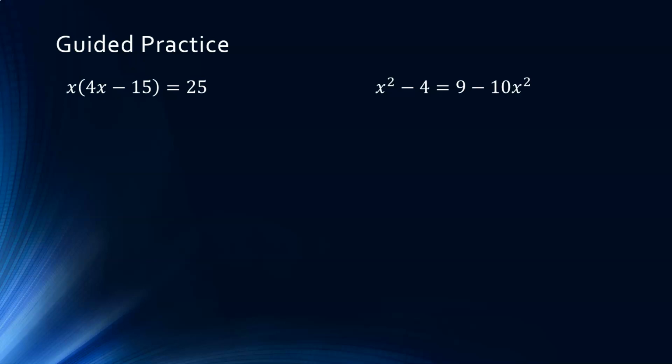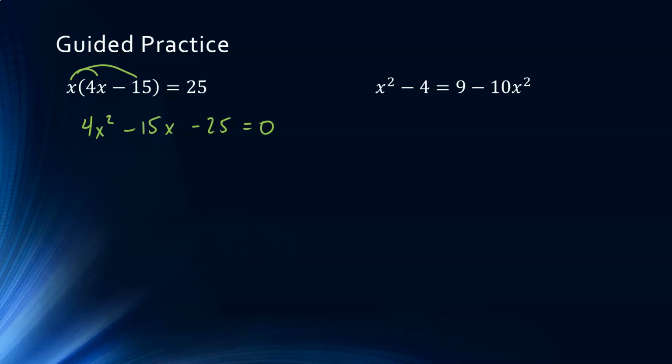All right, so this first one is the one that requires a little bit extra work. So let's start with this one. I'm going to distribute the x through. When you do that, you get 4x squared minus 15x. And then I'm going to subtract 25 from both sides. Kill two birds with one stone there. So then we get 4x squared minus 15x minus 25 equals 0. If you do that in two separate steps, totally fine.